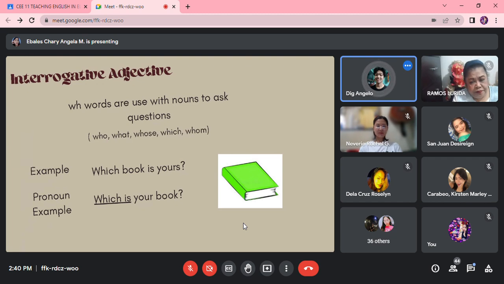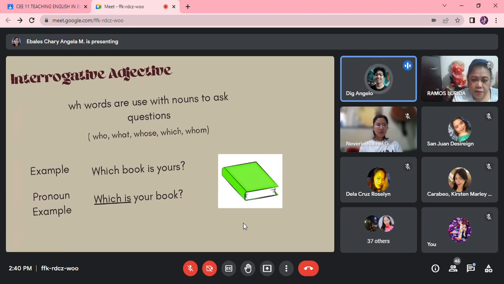So here, which is used before a noun and it's asking a question, so it is an interrogative adjective. So now let's discuss the interrogative pronoun. And this sounds familiar to the adjective, but there are some differences. So let me give you some examples of interrogative pronoun.